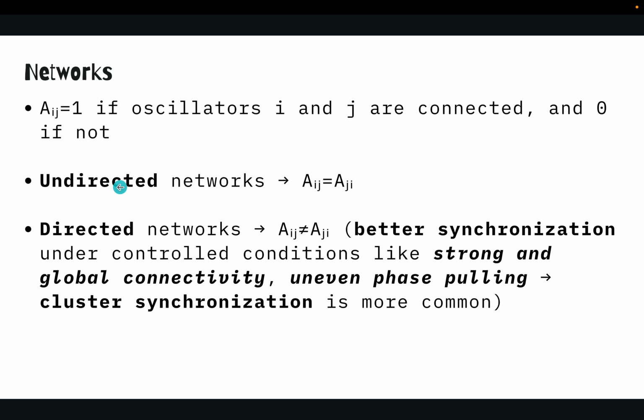For instance, undirected versus directed networks. In undirected networks, aij is equal to aji. So basically if there's a connection between 1 and 2, then we assume that the exact same intensity connection exists between 2 and 1. Basically it's symmetric. But in directed networks, it's not like that. It's possible that the connection from 1 to 2 is stronger than the connection from 2 to 1. So in that case, it becomes more complicated because you have to model the connection from 1 to 2 differently from the connection from 2 to 1. So in that case, aij is not the same as aji.